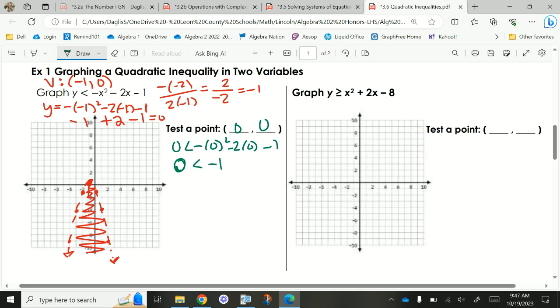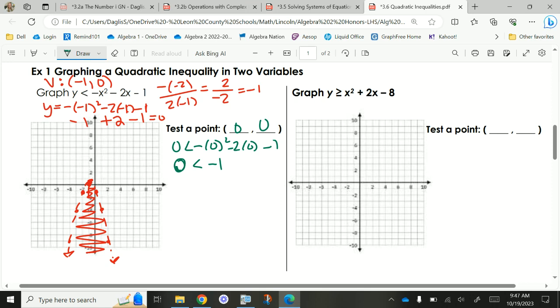Is that true? No, that is not true. So you see how the origin is not in the shaded region? Okay, so that verifies that we did shade in the right place. So you can always plug in the origin, 0, 0. I feel like it's the quickest way to make sure that your shade is good.